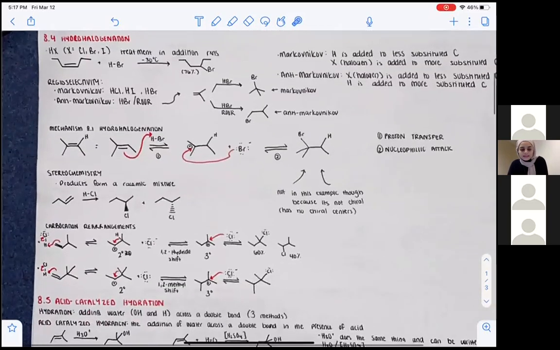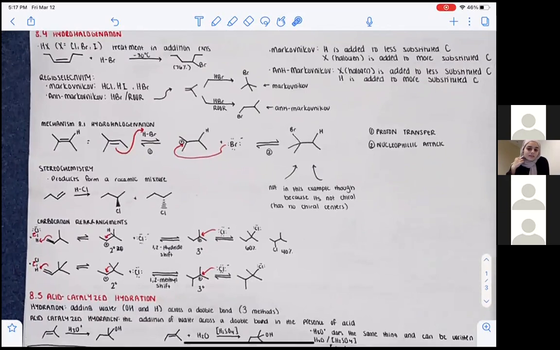And then we have the mechanism. A couple of you guys were asking if we had to know mechanisms, and he did do an extra credit question, I think a couple days ago, where he asked what was the mechanism and the product. So I would just be familiar with what's happening in it. But if you are on a time crunch, then just memorizing it should be fine. And just know if it's going to be Markovnikov or anti-Markovnikov. Cool.